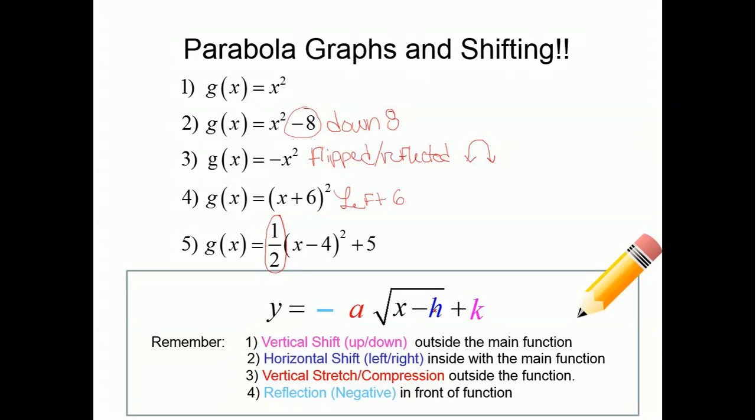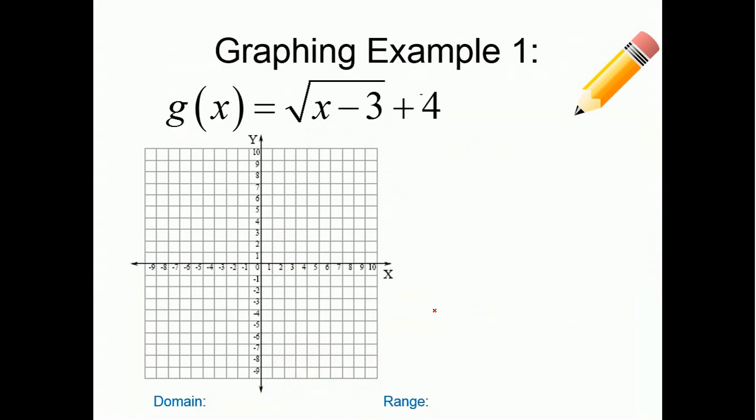So it's going to reflect it and make it not go shooting up, but shooting down. So let's take a look at a couple of examples of square root graphs while shifting them. So I have the square root of x minus 3 plus 4. On each graph, I'm going to graph my two dots on my parent function. So I'm going to graph (0, 0) and (1, 1).